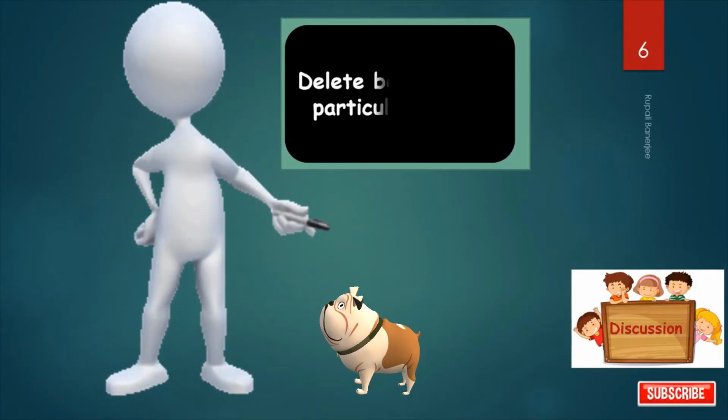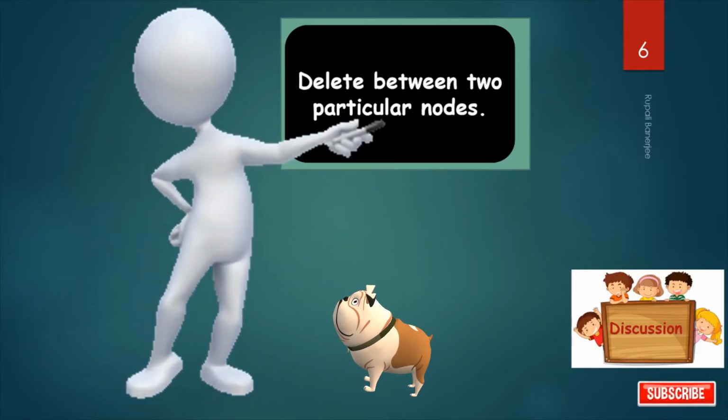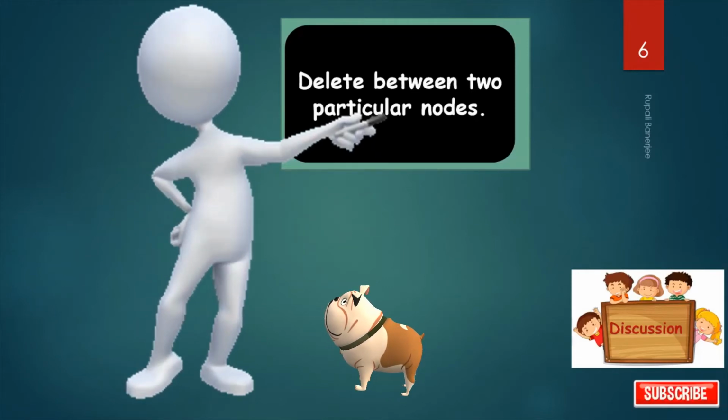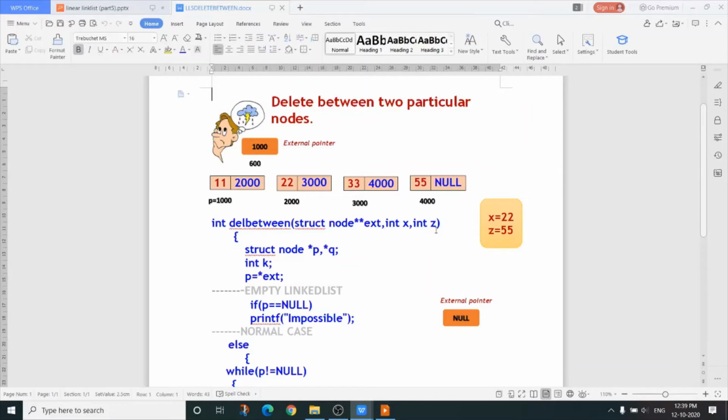Our next function is delete between two particular nodes. It means the infos of two particular nodes are given and I have to delete in between those two nodes. So see the discussion first. Delete between two particular nodes means here the info of this node is given, say it is 22, and the info of this node is given, say it is 55. And I want to delete between these two nodes.